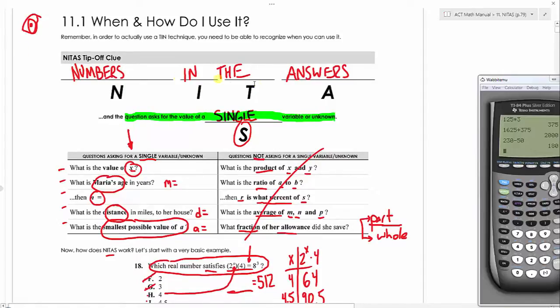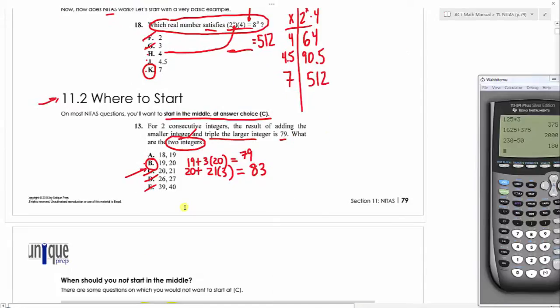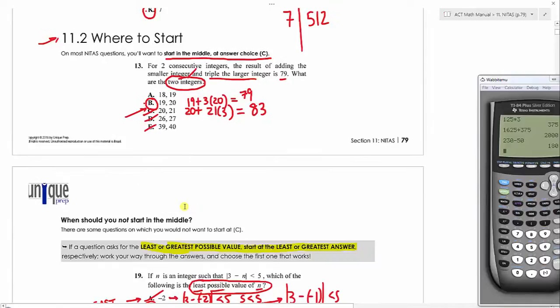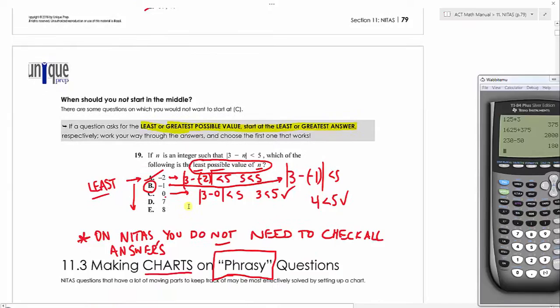So remember, we started off with the tip-off clue, numbers and the answers. Question has to ask for a single thing. We gave some examples of what single things would look like. We did a couple of introductory examples, talked about the fact that we want to start in the middle at answer choice C or H and then move bigger or smaller depending upon whether we need a bigger or smaller result, and whether we're proceeding to get closer to what the question tells us we need to get to.